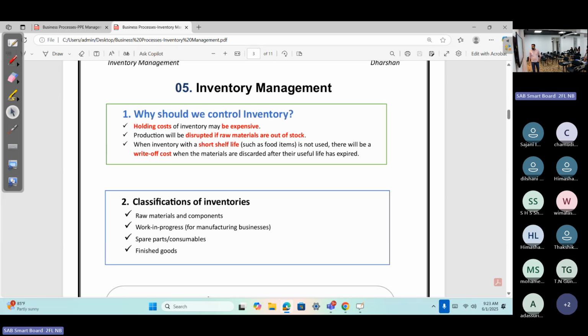Third one, when inventory has a short shelf life, if the food items are not used, there will be a write-off cost. Let's say milk packets, which have an expiry date of 3 days. You are doing a milk packet buying and selling business. Now you know your demand for the next 3 days is 50. So you can purchase 55 or 60.